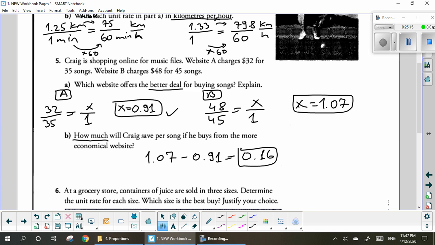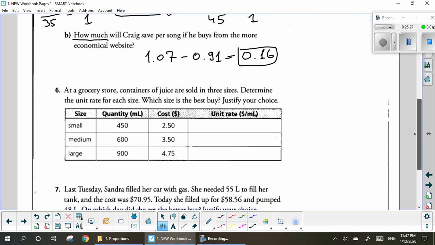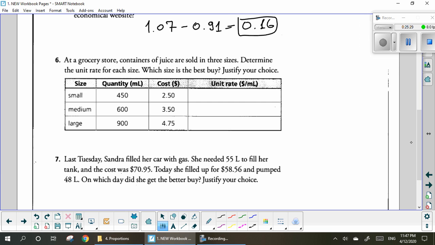Is that a lot? Yeah, I think so. If you buy a decent amount of music, 16 cents can add up. So, yeah, even if the savings is a little bit, it's better to save than to waste the money.